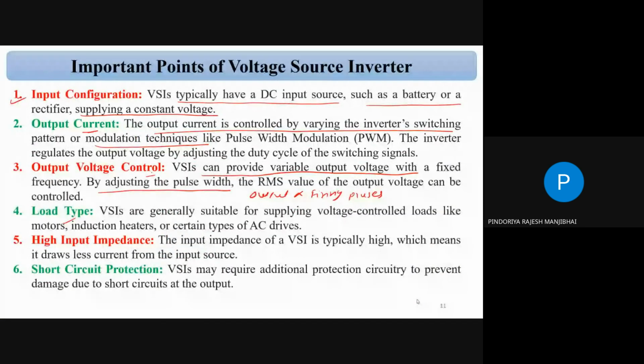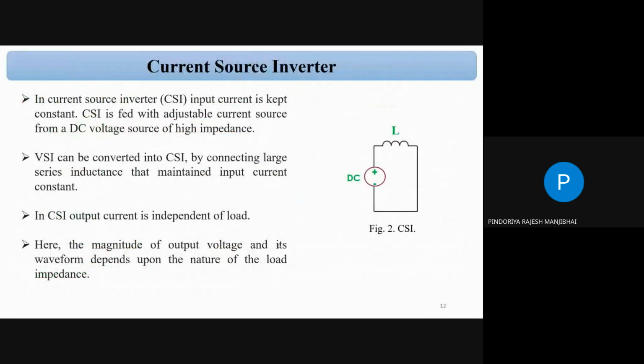High input impedance, the fifth important point. The input impedance of the VSI is typically high, which means it draws less current from the input source. And short circuit protection, that is the last one. VSI may require additional protection circuits to prevent damage due to a short circuit at the output. So we have to connect a protection device for every circuit. Correct. These are the important points for the voltage source inverter.